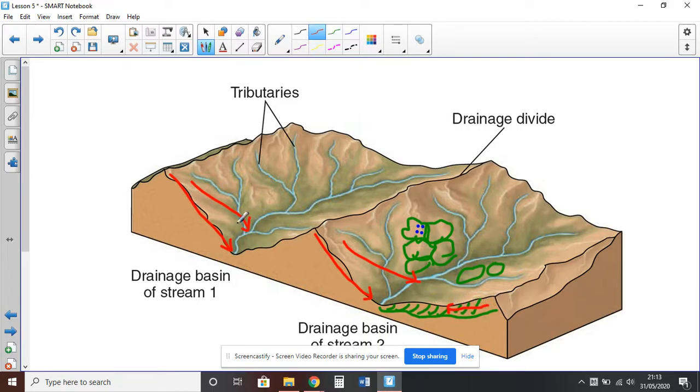Let's have a look at this drainage basin. Let's say it's only got very shallow soils, just a few centimeters deep. In this case, the soil is going to absorb very little of the water, and therefore the majority of it's just going to flow across the surface to the river.